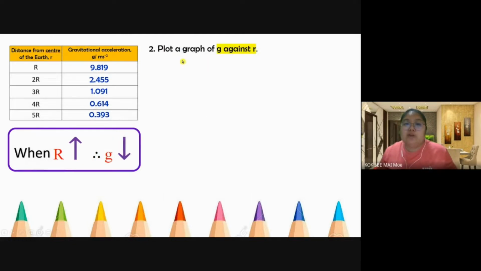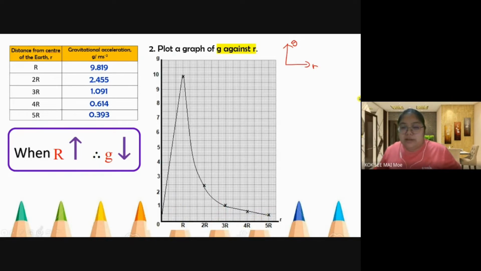Second one, they ask you to plot the graph of G against R. G against R means G is on the y-axis, and then this one should be R. So when I plot using graph paper, this one should be 9.81. Then I continue to plot 2.4, 1.09, 0.6, 0.3. So finally, I find this one is an inversely proportional graph, and this one is a directly proportional graph.